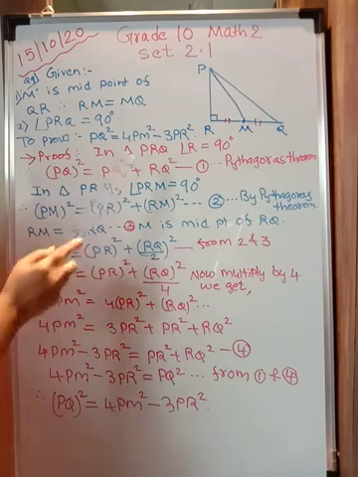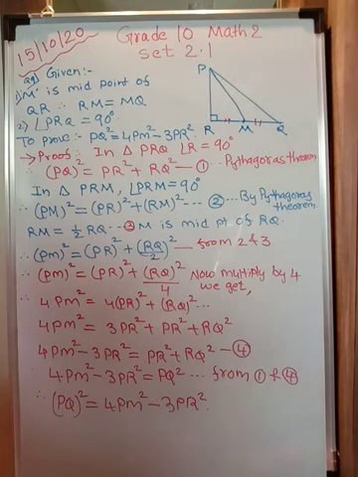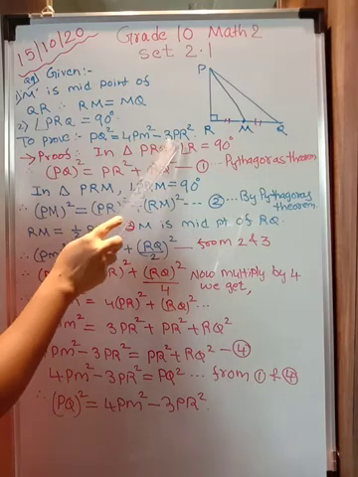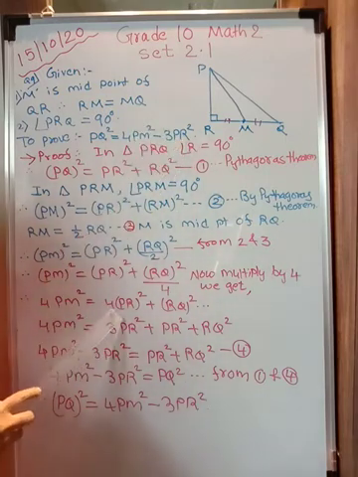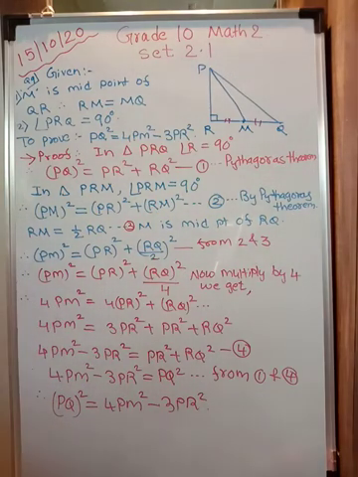So we wanted PQ square is equal to 4PM square minus 3PR square. Okay? You have to think and act according to what is being asked. If there is 3PR square, and I am getting 4 over here, I need to split this into 3 plus 1. So the proof becomes easy. Okay? You may pause the video and take down all the steps.